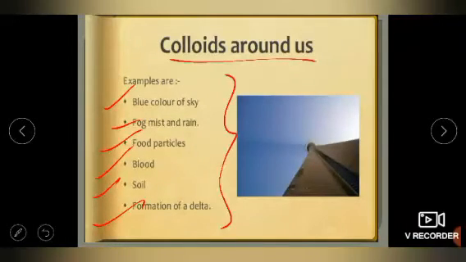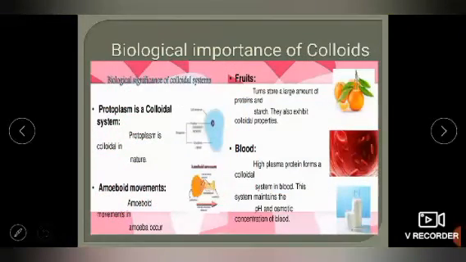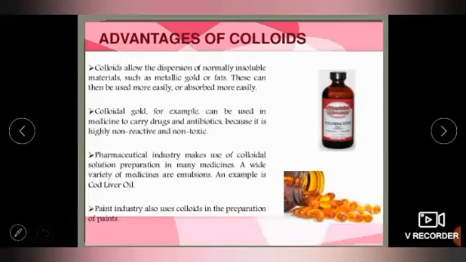And you can see so many examples in our day-to-day life where we are talking about colloidal solutions. So there is biological importance of colloids. The protoplasm is a colloidal system. Protoplasm is colloidal in nature. Amoeboid movement in amoeba occurs. Fruits which store a large amount of protein and starch also exhibit colloidal particles. In blood, high plasma protein forms a colloidal system. These systems maintain the pH and osmotic concentration of blood. So there are advantages of colloids.